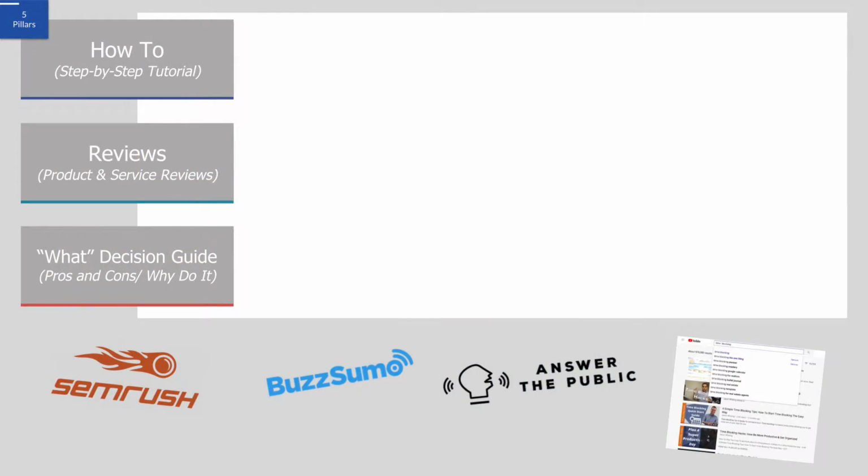I highly recommend starting with video. Blog post is number 2, and then podcast is number 3, specifically when it comes to lead generation. And when it comes to the type of content you should be making, there's only 3 types. We have how-to, reviews, and a decision guide.